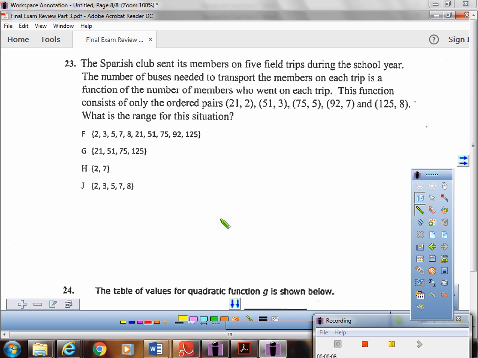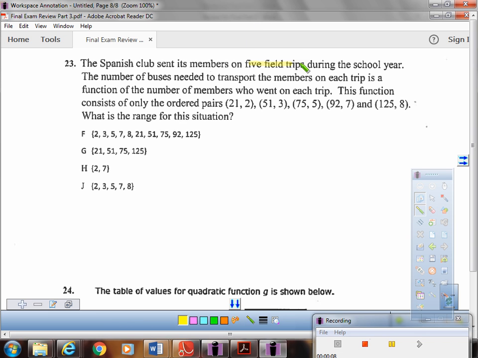The Spanish Club sent its members on 5 field trips during the school year. The number of buses needed to transport the members on each trip is a function of the number of members who went on each trip. The function consists of only the ordered pairs 21 and 2, 51 and 3, 75 and 5, 92 and 7, and 125 and 8. What is the range for this situation?